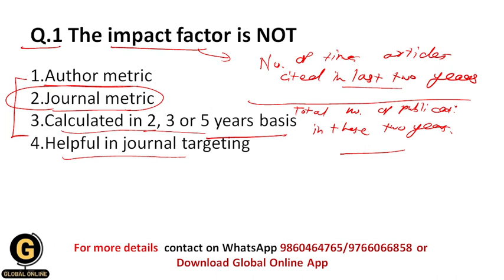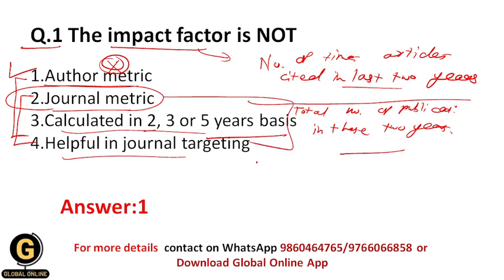It is also helpful in journal targeting. The correct answer for this question is 1, author metric, because impact factor is not an author metric and it is not a characteristic of impact factor. All of the other options are characteristics of impact factor, so those options get eliminated. Your correct answer should be 1, that is author metric.